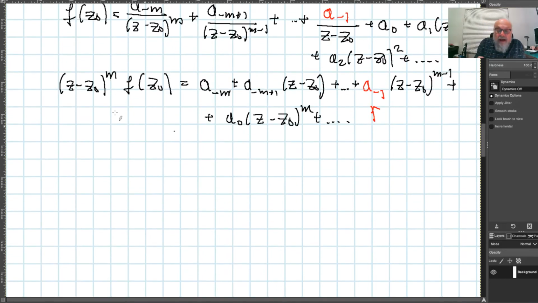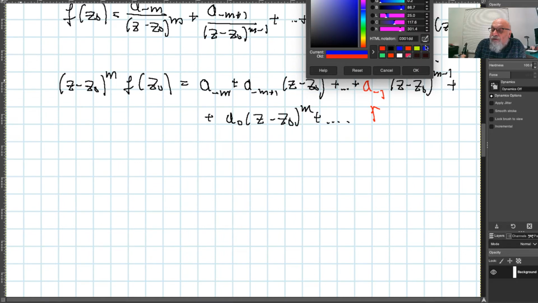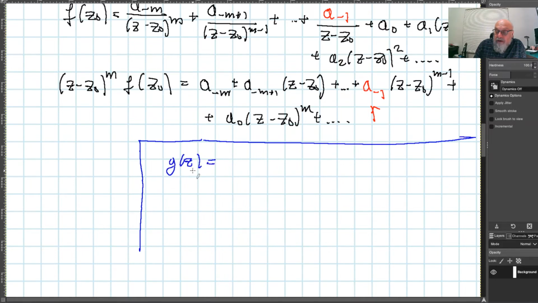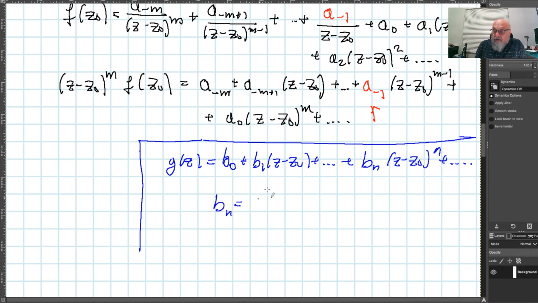Let me recall, if you have a power series, I changed the color to make sure it is seen differently, call this function g(z), my power series, with coefficients B0 plus B1 (z - z0) plus, and so on, Bn (z - z0) to the power n, plus others. We know how to compute this coefficient, because a power series represents an analytic function, so Bn is the nth derivative of g at the point z0 divided by n factorial.